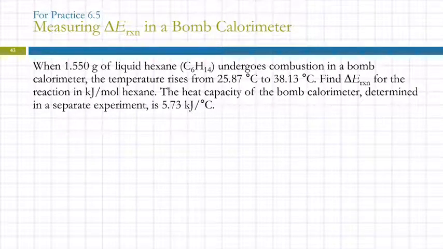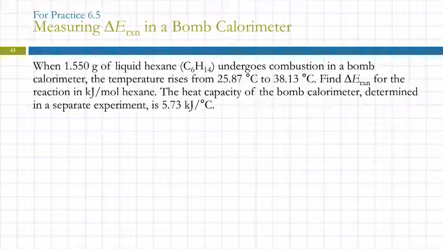So let's do a problem. When 1.550 grams of liquid hexane undergoes combustion in a bomb calorimeter, the temperature rises from 25.87 degrees to 38.13 degrees Celsius. Find delta E reaction for the reaction in kilojoules per mole of hexane. The heat capacity of the bomb calorimeter, determined in a separate experiment, is 5.73 kilojoules per degree Celsius.